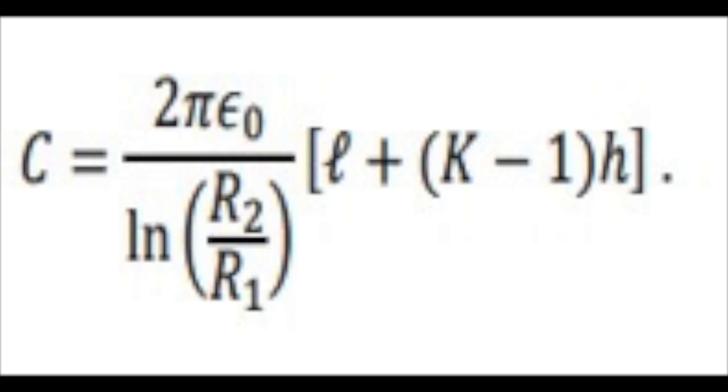The capacitance is given by the formula where C is the capacitance, K is the dielectric constant of the liquid, epsilon zero is the electric constant, L is the height of the cylindrical capacitor, H is the height of the liquid within the capacitor, R1 is the radius of the inner cylinder, and R2 is the radius of the outer cylinder.